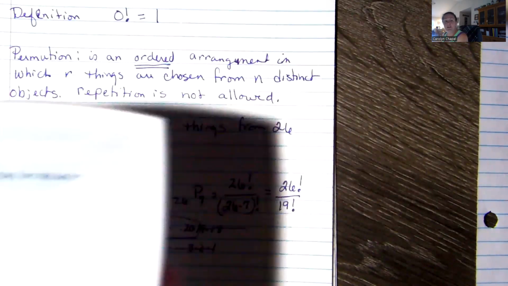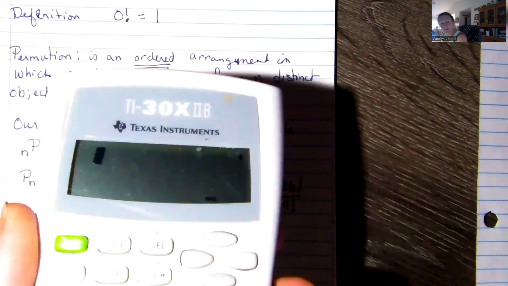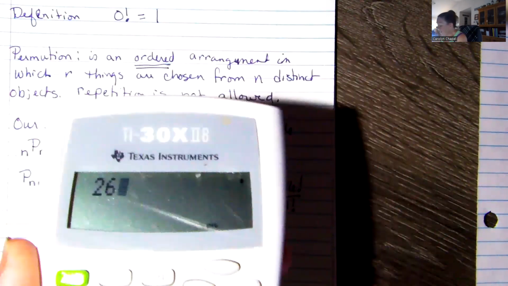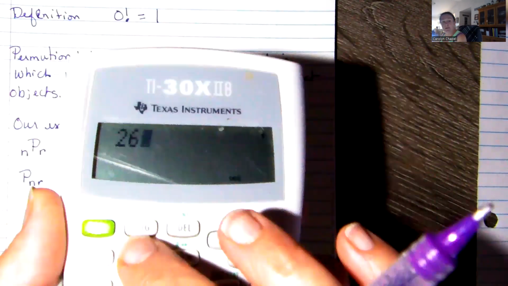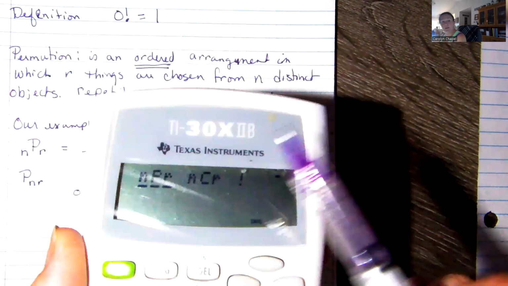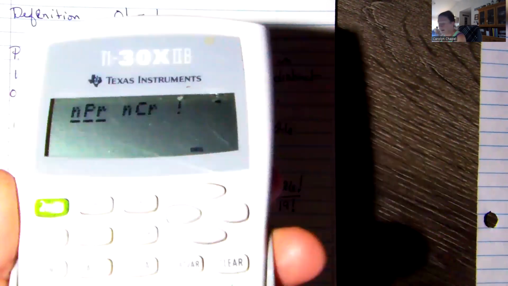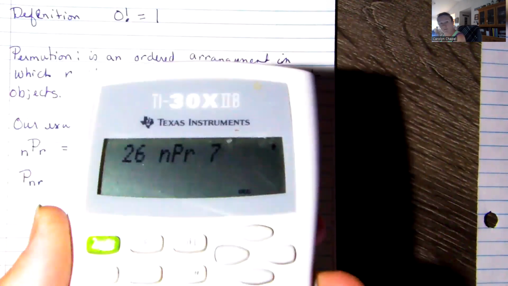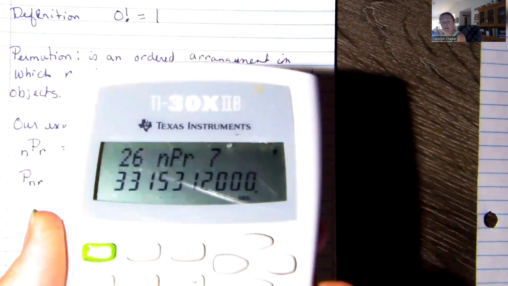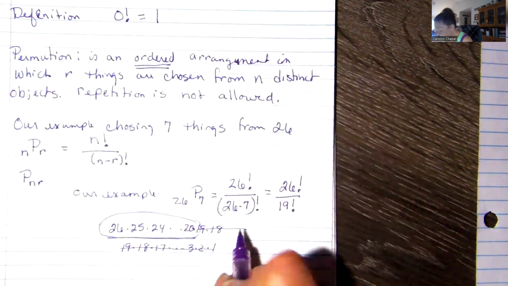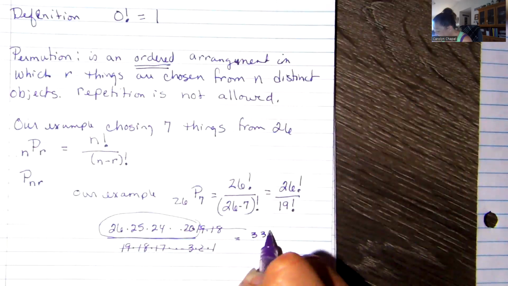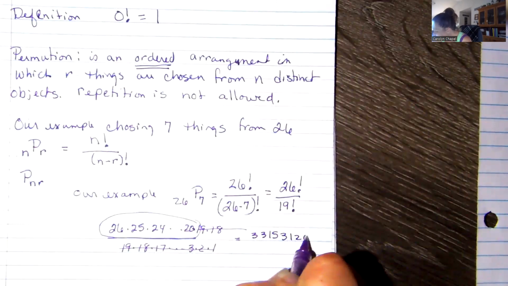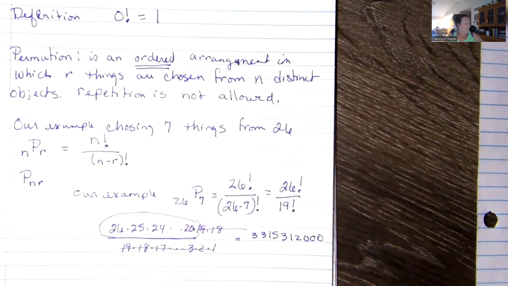So what we're doing to use that on our calculators is we're going to type in the 26 first. Then I'm going to go into my PBR button. I'm going to get this NPR that I want. And I'm going to type in my 7. And we're going to hit the equal button. And we get that large number. So we have 331531200, which is exactly what you would have gotten had you multiplied all those pieces together.